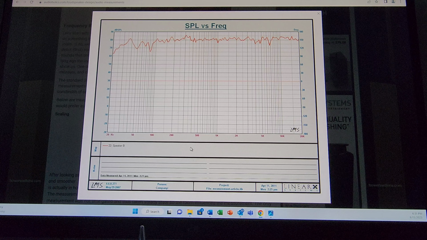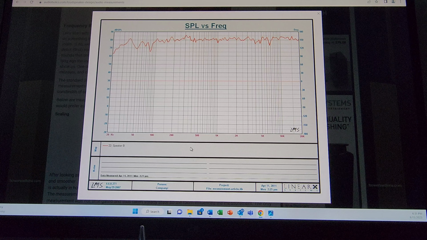Now let's conclude on talking about interpreting specs. I want to show you two different graphs. I think this is interesting. On the left-hand side, this is the output in decibels. This is actually a 24 dB scale, so the difference from the bottom to the top is 24 dB. And then we have our frequency response across the bottom here, right up to 20,000 hertz.